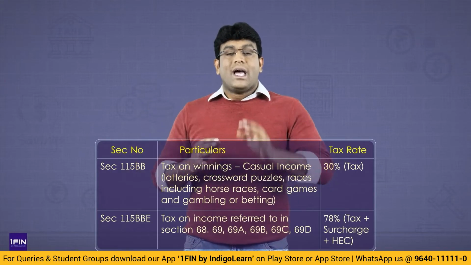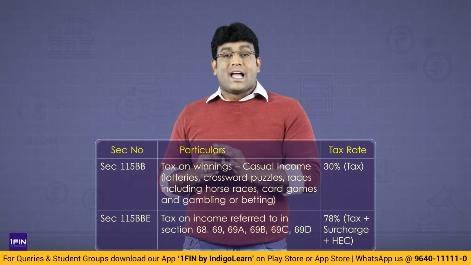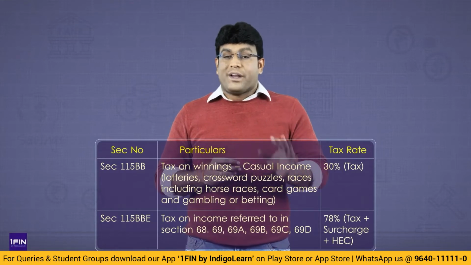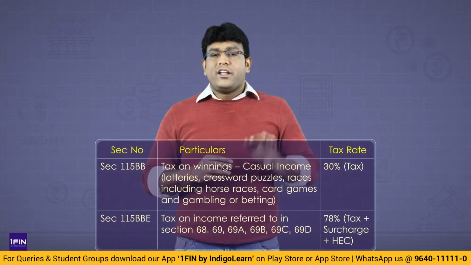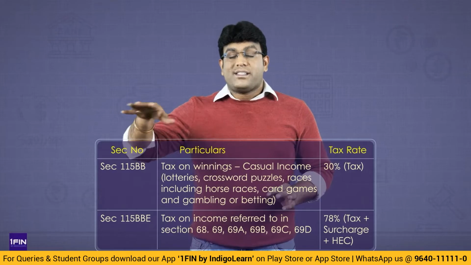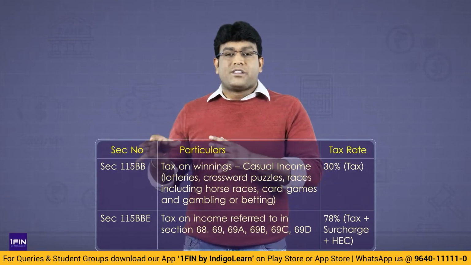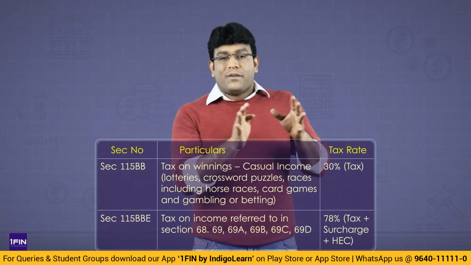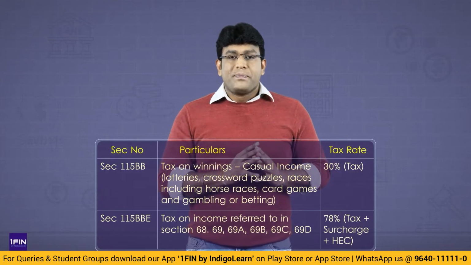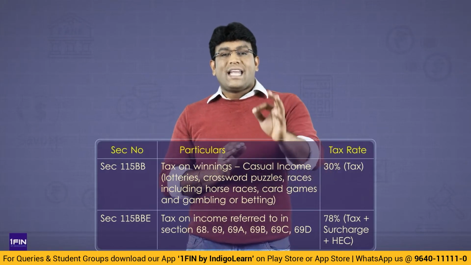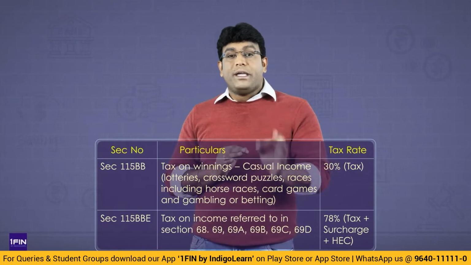115 BB talks about tax rates on casual incomes like betting, gambling, lottery, crossword puzzles, card games, horse race or any other games of any sort, where the tax rate is flat 30%. But on the other side, you might ask, in 30% is there a surcharge concept, sir? The surcharge will depend upon the case specific, which we will talk about separately. But 115 BBE has a mandatory surcharge of 25% plus cess 4%, basic tax rate 60% there, and the effective rate is 78% in 115 BBE.